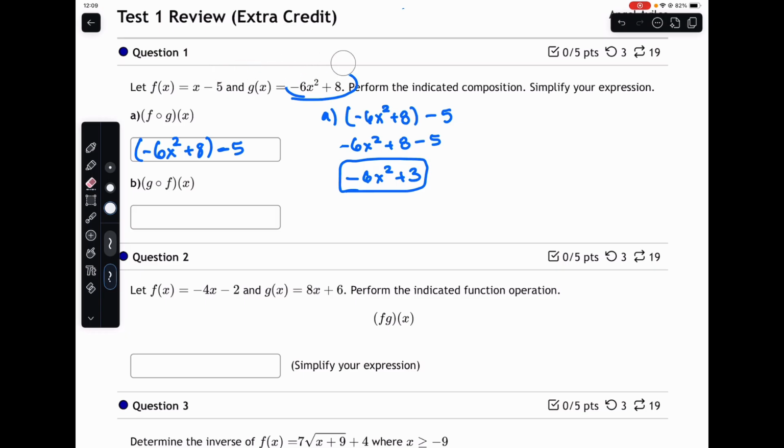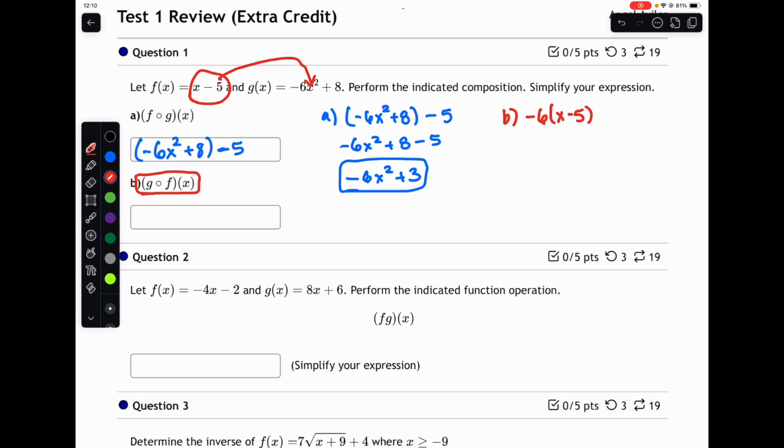Let's now look at g of f. To do this composition, we want to perform the composition in opposite order. That means that now f is going to go into the x of g. So that would be negative 6 times x minus 5 to the second power, plus 8. If you do at least this correctly, that is acceptable for the correct answer, and you don't have to simplify it. Even though it says simplify your expression, you really don't have to. This will be marked correct.